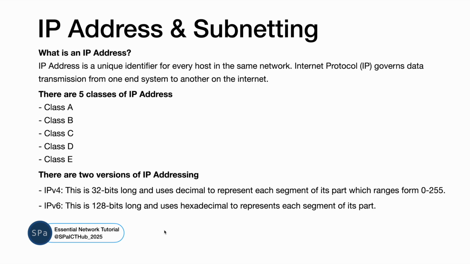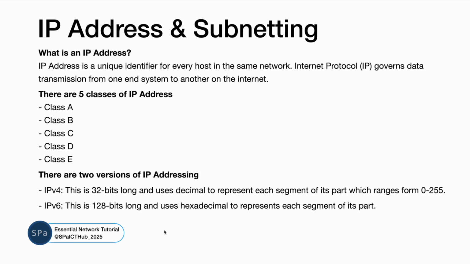The first question we need to ask ourselves before we go into the practical aspect of this using Packet Tracer: what is an IP address? Because this is actually essential when configuring our router and of course configuring the node or end system. An IP address is a unique identifier for every host in the same network. Put that in mind, in the same network.